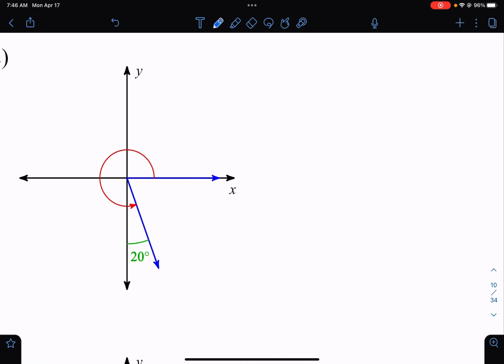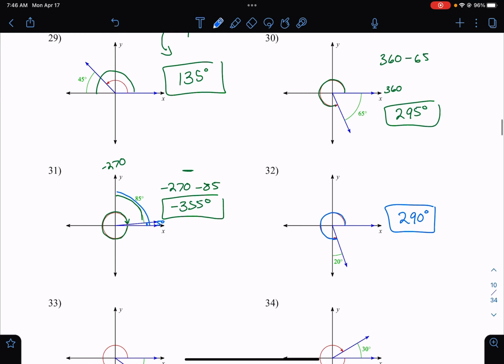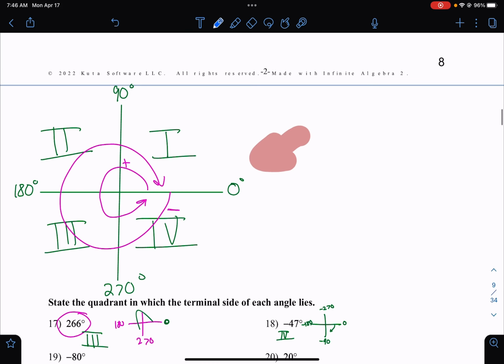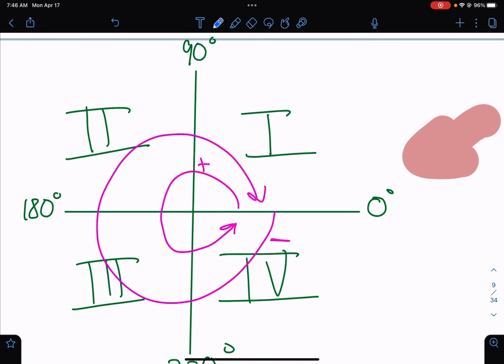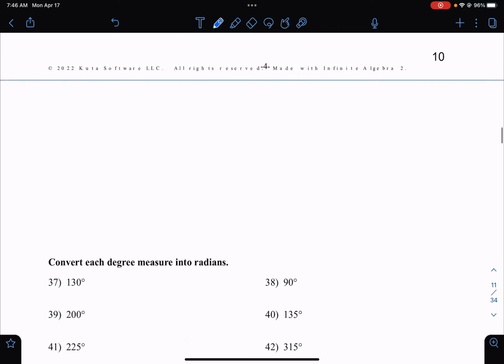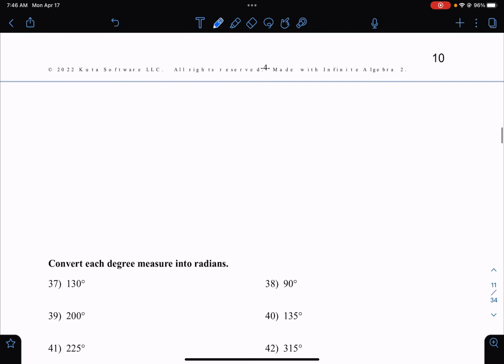Let's see, this one here. We went in the positive direction. We know that this is 270. We went 20 more, so we are at 290 degrees. All right, so basically the big takeaway is you're going to be using these 0, 90, 180, and 270 as your anchor degrees, and you can use that to help you through there.